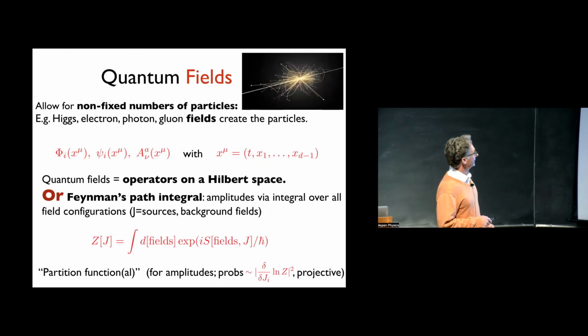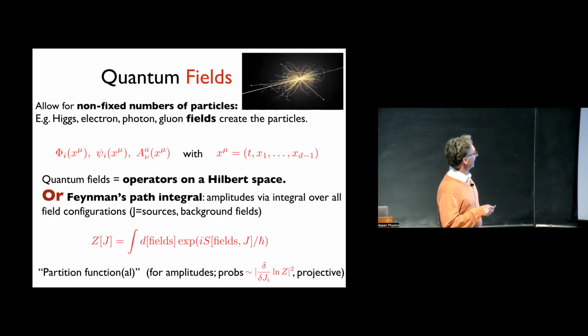Okay, so quantum fields allow for non-fixed numbers of particles. So like this, in a particle collision from an accelerator, we can have two particles coming in, many particles coming out. So it doesn't make sense to talk about conserved probabilities for a single particle when there are many particles, when particle number can change.